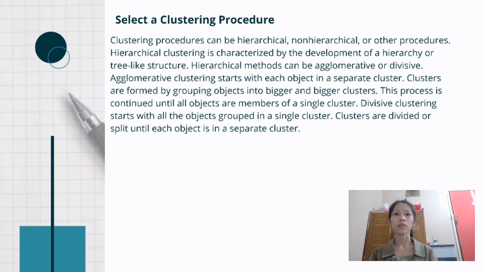Agglomerative clustering starts with each object in a separate cluster. Clusters are formed by grouping objects into bigger and bigger clusters. This process is continued until all objects are members of a single cluster. Divisive clustering starts with all objects grouped in a single cluster. Clusters are divided or split until each object is in a separate cluster.